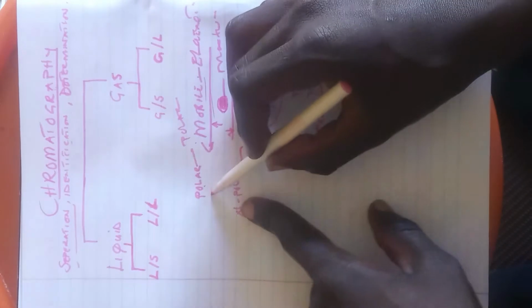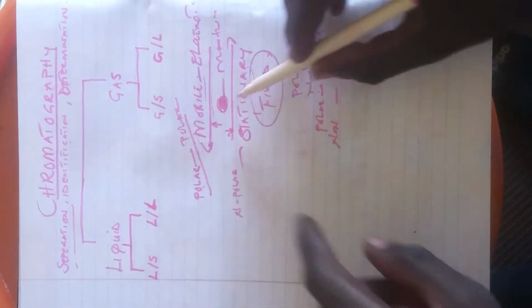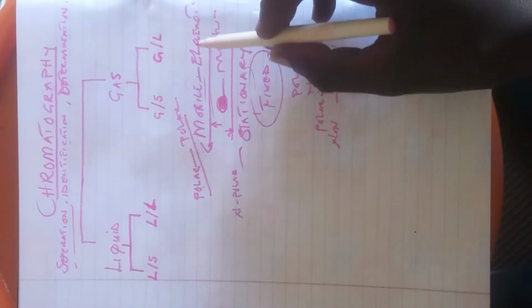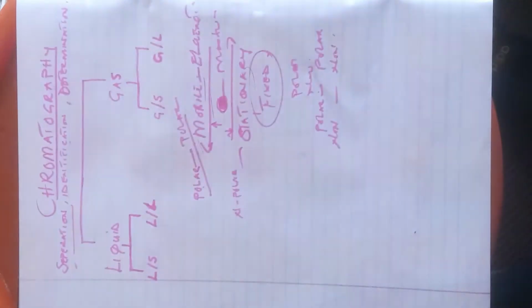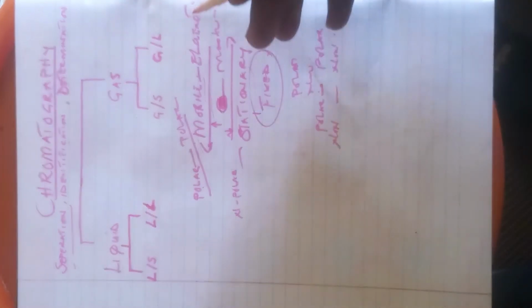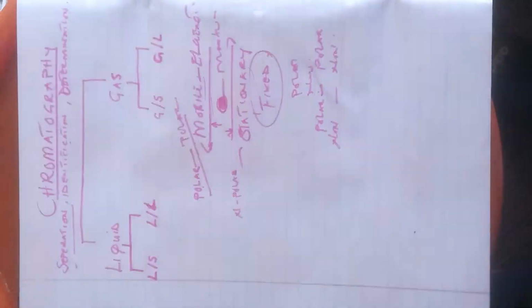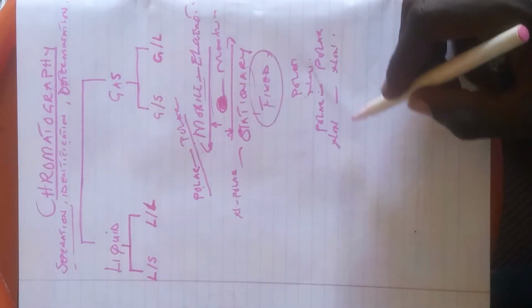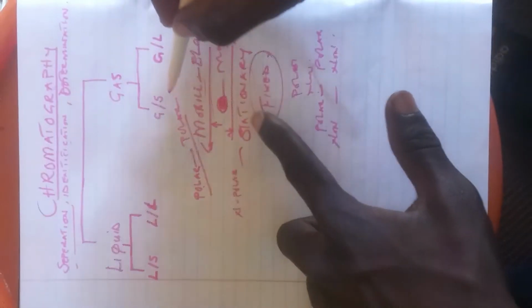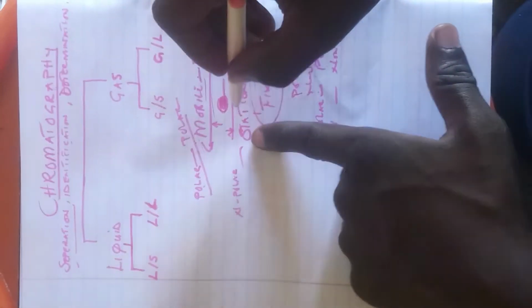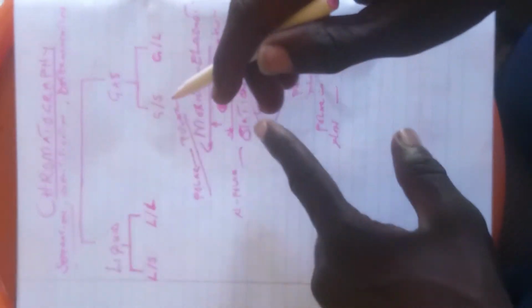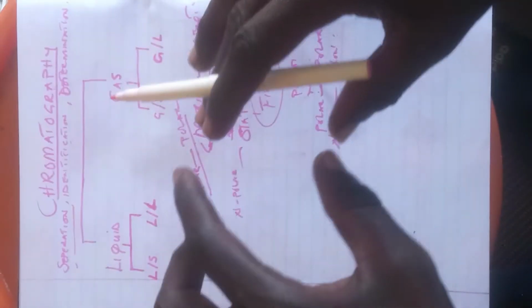So which means the mobile phase will interact with the polar molecules, and so the separation will be in such a way that those polar molecules will migrate faster because they are interacting with the mobile phase and moving together with it. While the non-polar molecules will not interact with the mobile phase, but will interact with the non-polar stationary phase, and hence they will tend to migrate at a very slow rate.